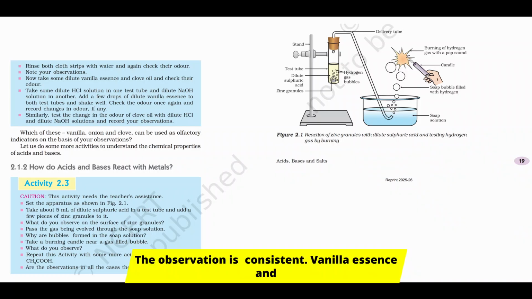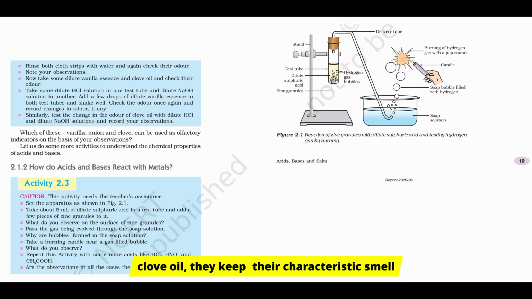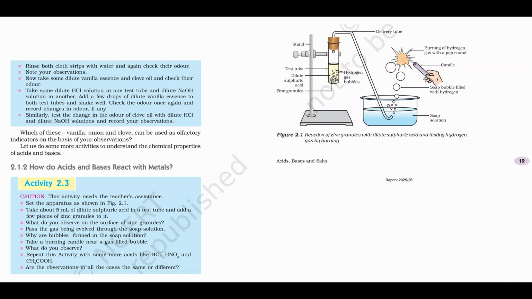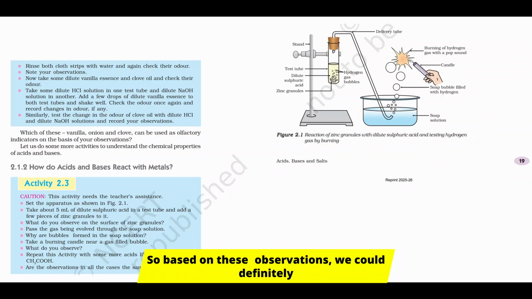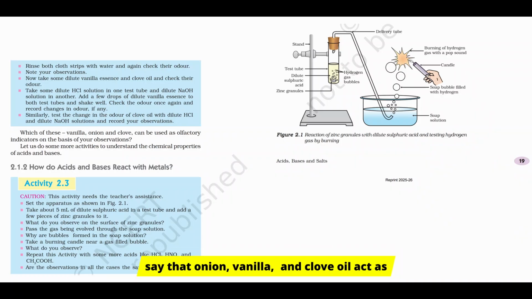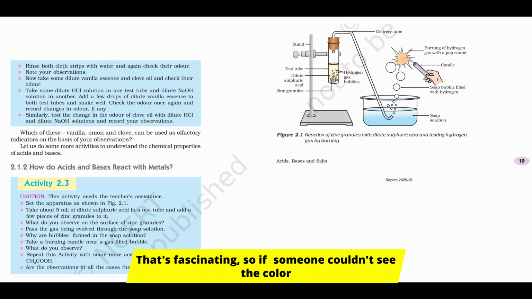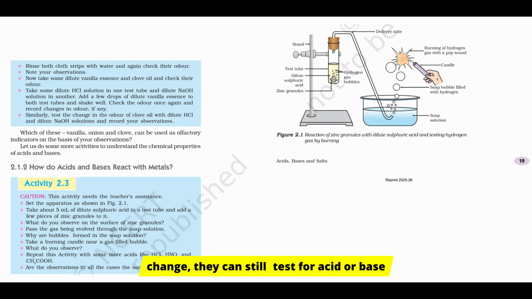The observation is consistent. Vanilla essence and clove oil keep their characteristic smell in the acidic medium. But in the basic medium, they lose their smell. It disappears. So based on these observations, we could definitely say that onion, vanilla, and clove oil act as olfactory indicators. The change, or loss of smell, gives a clear signal about the medium, another tool in our identification kit. That's fascinating. So if someone couldn't see the color change, they could still test for acid or base using smell. Really clever. Precisely. It's about having different methods available.